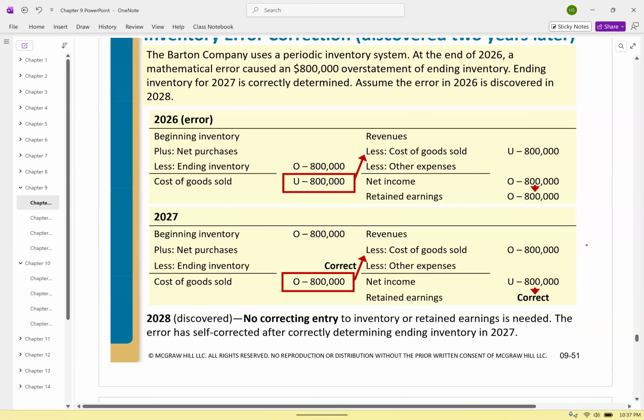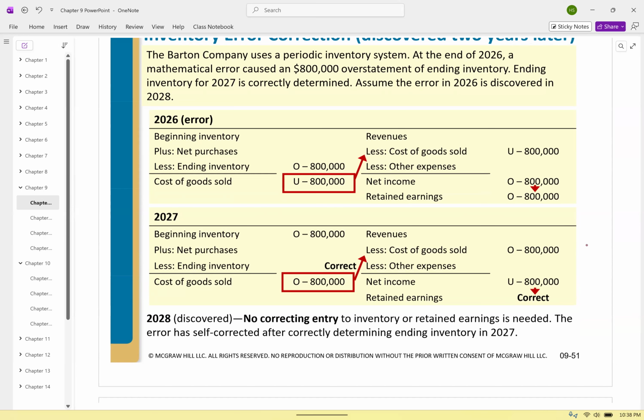I believe they go through here and show you that if they just count it correctly in the next period, the retained earnings is corrected. So if they didn't find it until the end of 2027, it's not going to really matter.